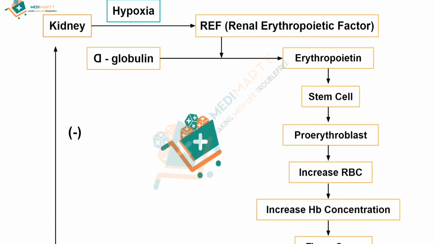This increased hemoglobin goes to the tissue organs, and there is a reversible negative feedback mechanism from the tissue organs to the kidney. What is a negative feedback mechanism? We will explain this in our general physiology videos, inshallah.